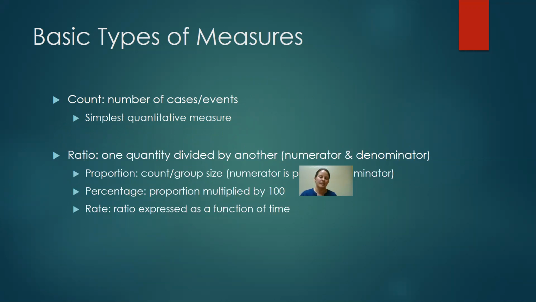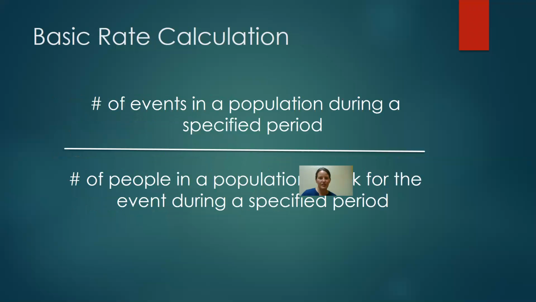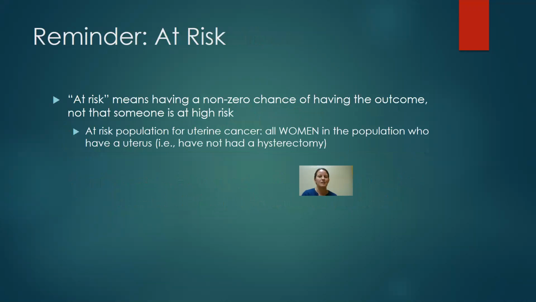And then we have rates, and rates are very commonly used. They're a nice way to compare across populations, and a rate is a ratio expressed as a function of time. So here's a basic calculation formula for a rate. We have the number of events in a population during a specific period of time, and we divide that number of events by the number of people in the population who are at risk for the event during that same time period. And you may remember from earlier videos in this module, we talked about what at-risk means in epidemiology.